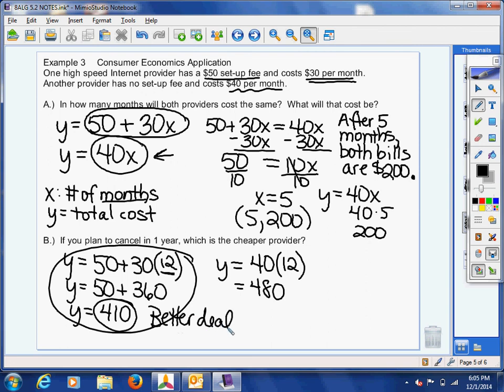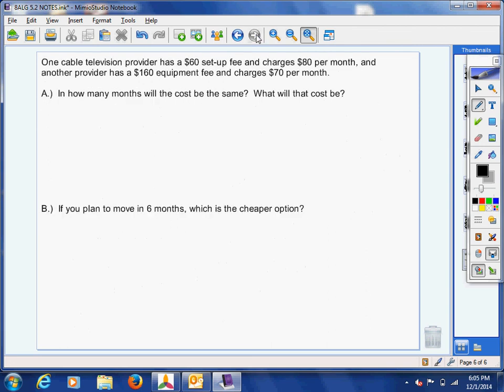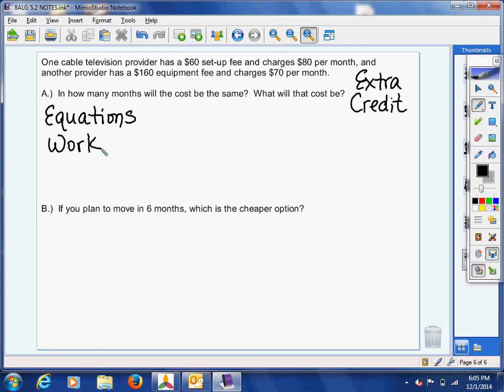Okay? So if we flip to the next page, there's one similar to that. I'm going to make this an extra credit problem. So if you come in tomorrow with this done, showing me the answer. I want to see both equations. So I need to see the equations and of course the work where you substituted and showed me how you found your answer. And then I need you to answer both questions. So your final answer for both.